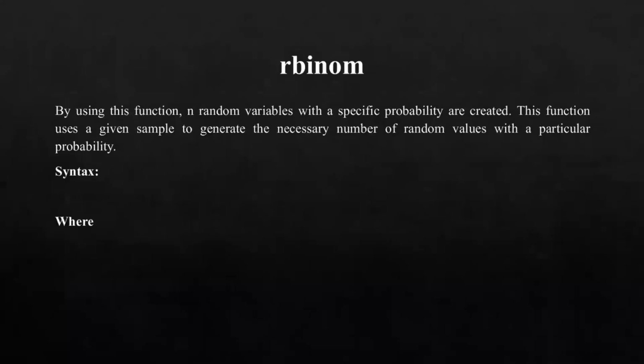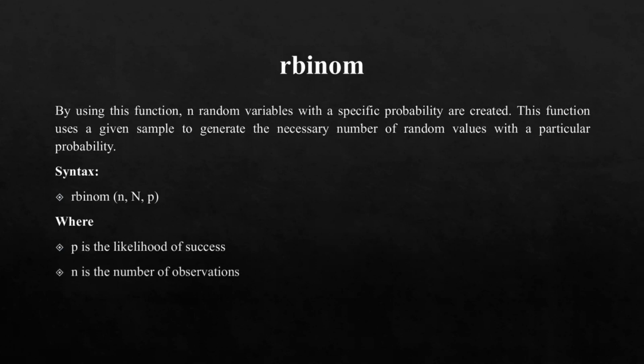Next we have the RBI norm function. By using this function, n random variables with a specific probability are created. This function uses a given sample to generate the necessary number of random values with a particular probability. The syntax is as follows. Just use the RBI norm function and then pass the parameters, where p is the likelihood of success, n is the number of observations, and capital N represents the total number of trials. Let's move to RStudio.